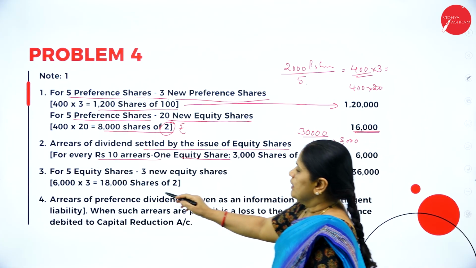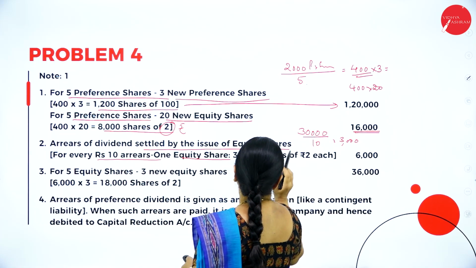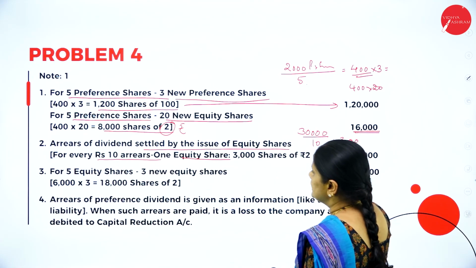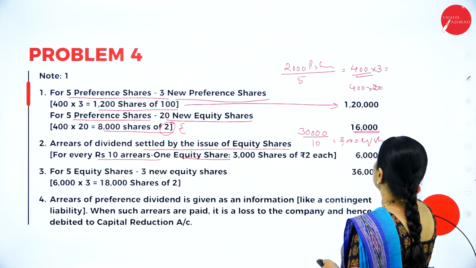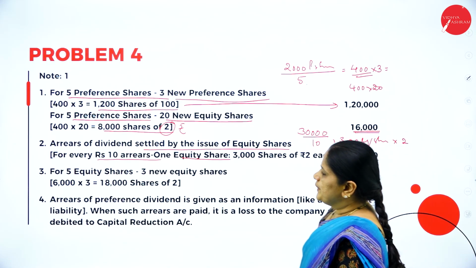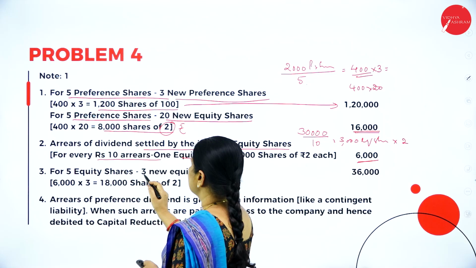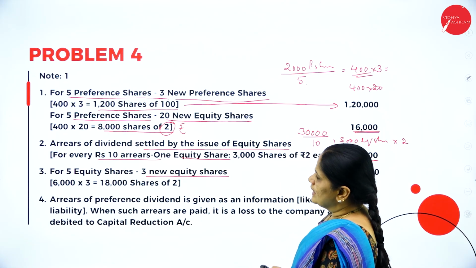See, for every rupees 10 arrears, 1 equity share. So that will be 3,000 equity shares. 3,000 equity shares into 2. So that comes up to 6,000. Then 5 equity shares, 3 new equity shares. So for 5 equity shares.